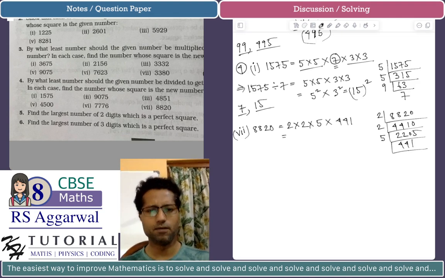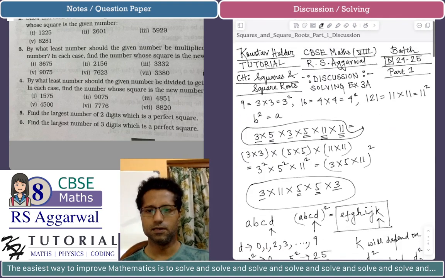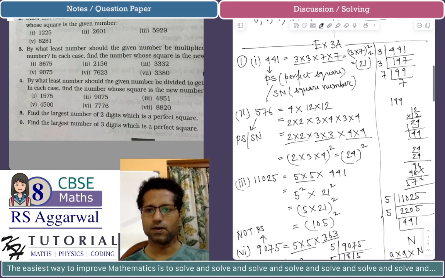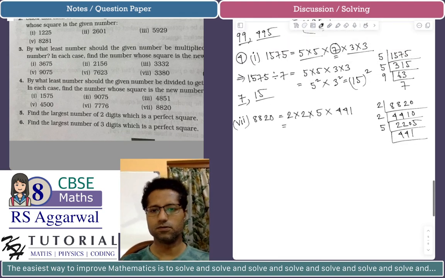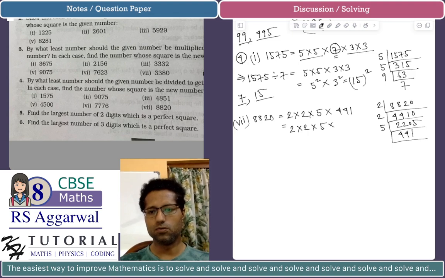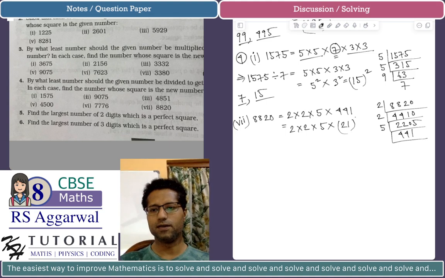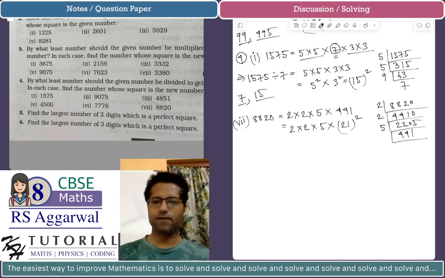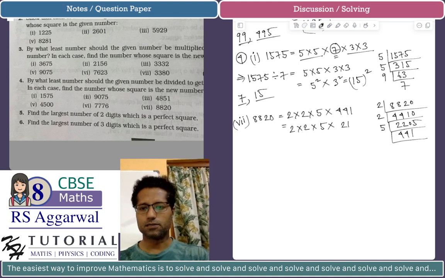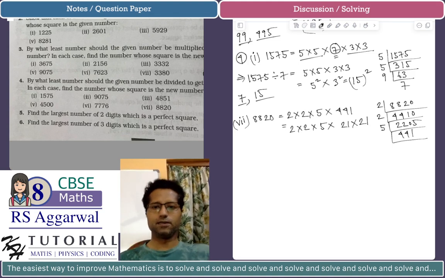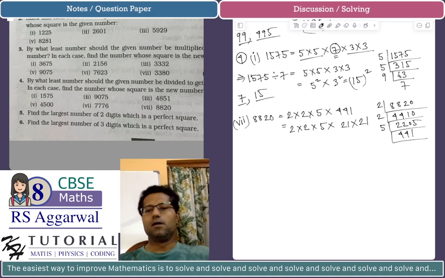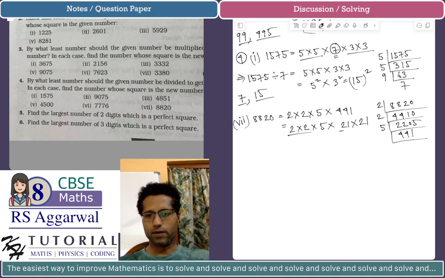So we are taking help from a previous example. In problem number 1, part 1, we saw that 441 is the square of what number? 21 square is 441. So this we know is 2 into 2 into 5 into 21 square. Let's write 21 multiplied by 21. So we have 8820. If you do the factorization, one pair is 2 into 2, the other pair is 21 into 21.